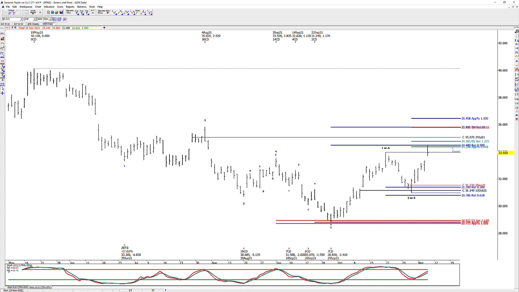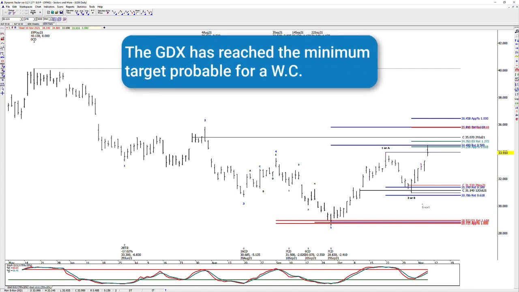And the 62% is right where the market is now. So we basically have two zones to be aware of. The market, GDX, has already reached the minimum target probable if this is an A, a B, and a C.